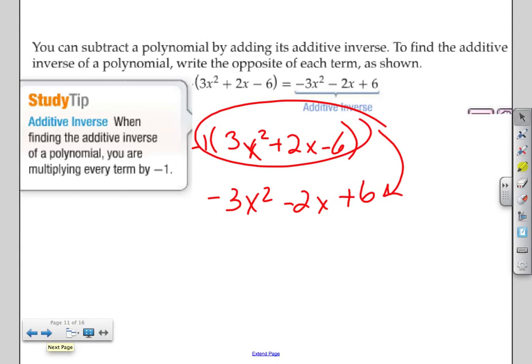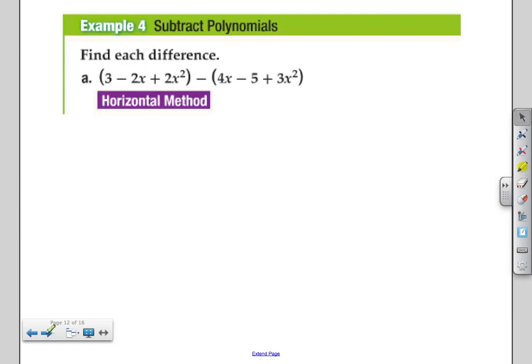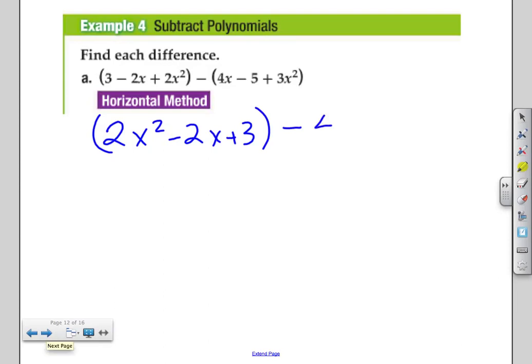Okay, let's see how we use that in subtracting polynomials. Here we have the horizontal method. Just because I'm more comfortable with this, the first thing I'm going to do is put it in standard form. 2x squared minus 2x plus 3, right? Minus 3x squared plus 4x minus 5. Okay?